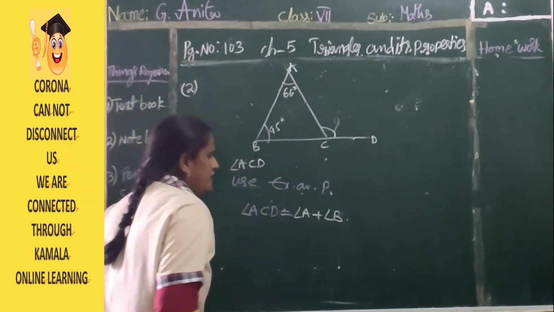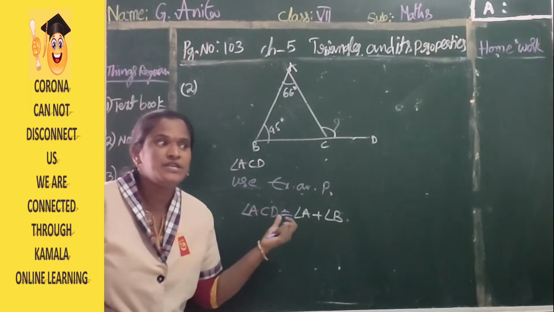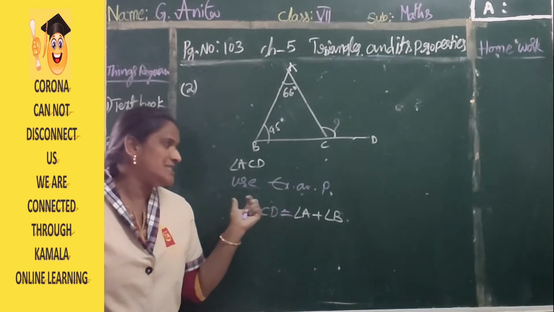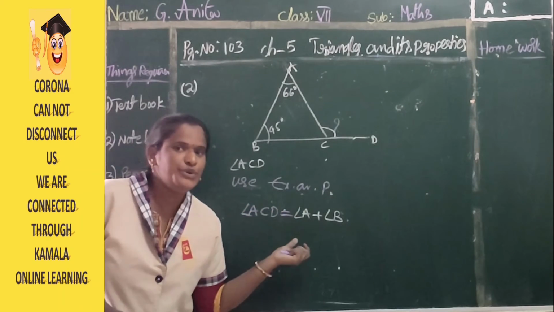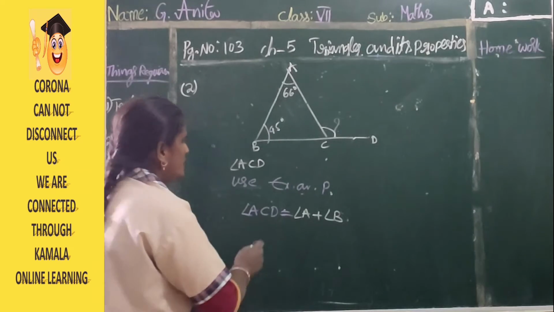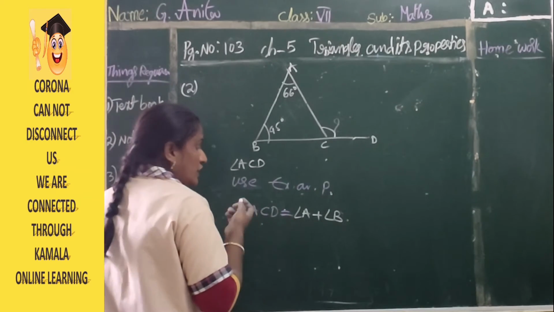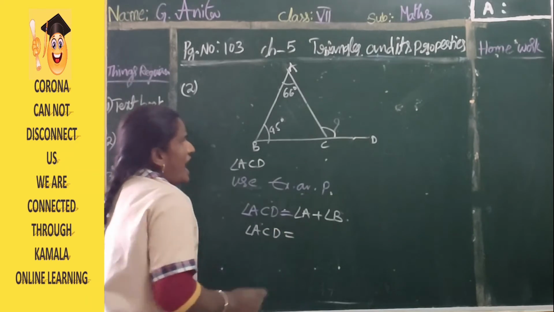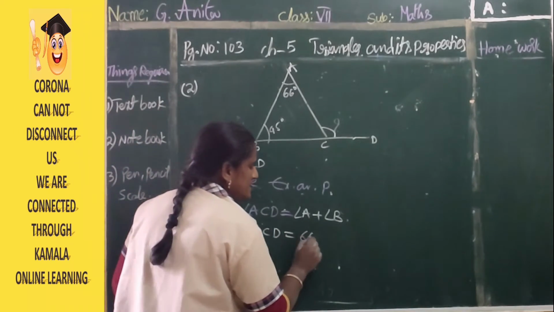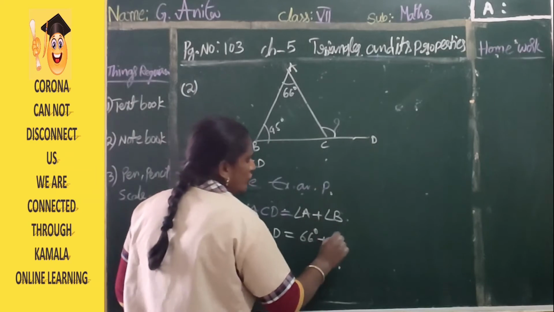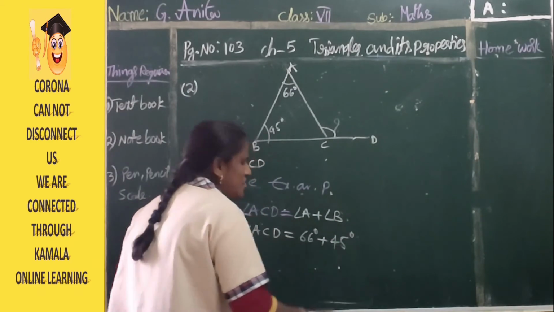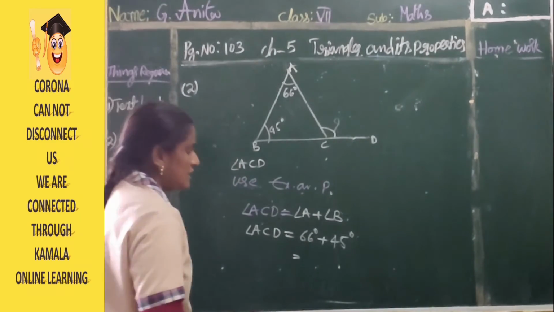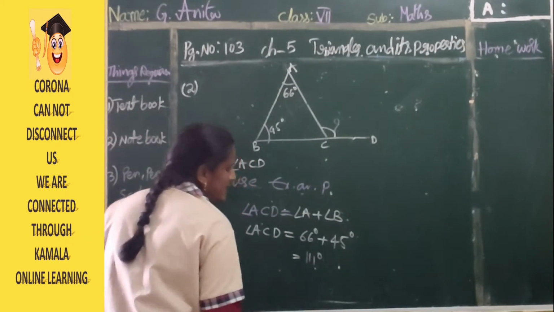Yes children, so understood which property we are using? Exterior angle property. So the exterior angle is equal to the sum of two interior angles. What is the exterior angle? We don't know. We need to find the exterior angle only. So keep like that only. Angle A is what? 66 degrees. Angle B is what? 45 degrees. So 66 plus 45 is nothing but 111 degrees. Okay, clear children?